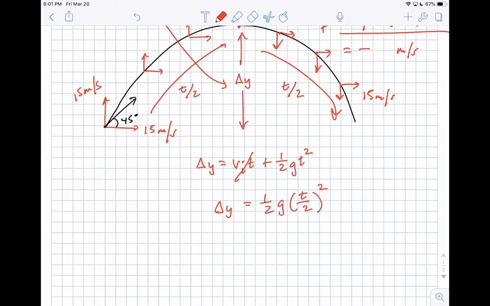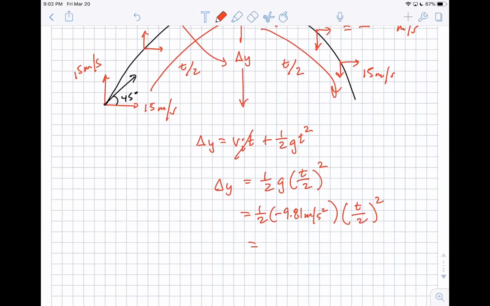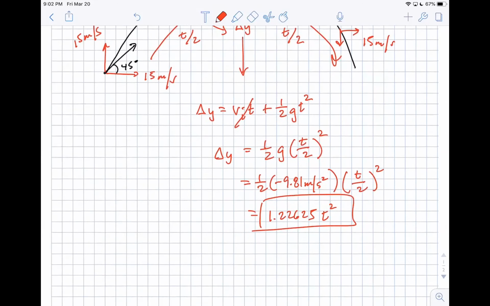And if you work out the math, because we know that gravity is 9.81 meters per second squared, do the math. I want you guys to do this, but you should get t squared. That is the governing formula between flight time and height.